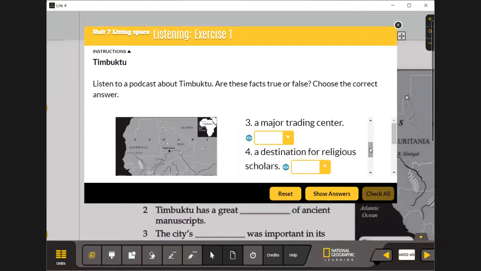Okay. Then let me see. Somebody else? Ale? Me? Yes. A major trading center, I think is true. Okay. Trading, right? Comercio, trading, yeah. Yeah, this is trading. Lily, please.